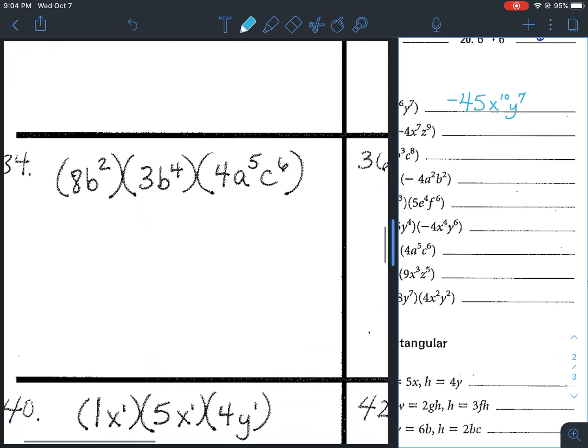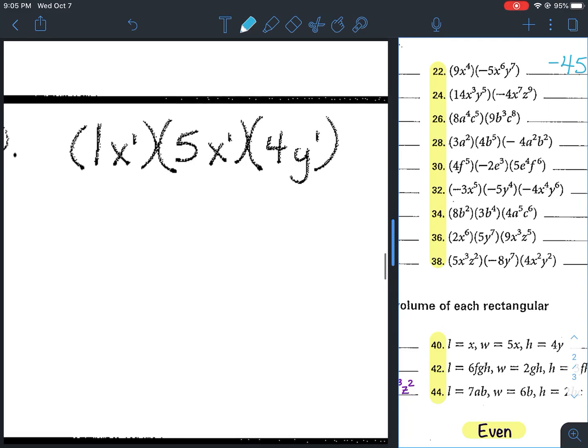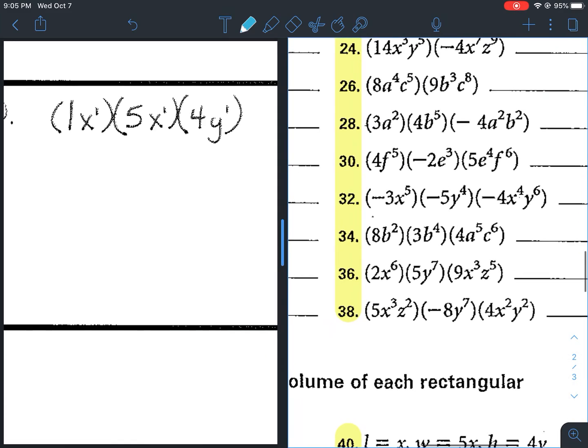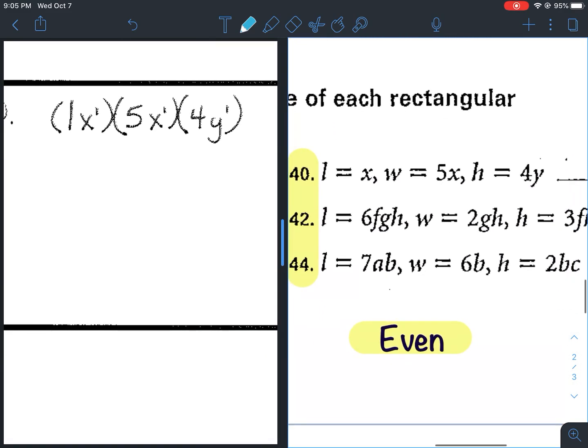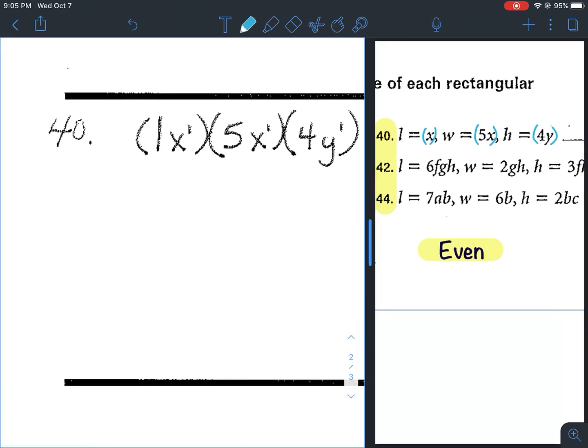All right, the last one I'm going to do with you is number 40. If you go to the regular paper, this is my length, this is my width, and this is my height. So I put in ones wherever they were needed. All right, I'm going to start with my coefficients. I've got 1, 5, and 4. So 1 times 5 times 4.